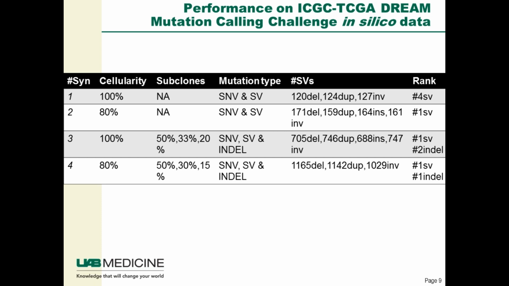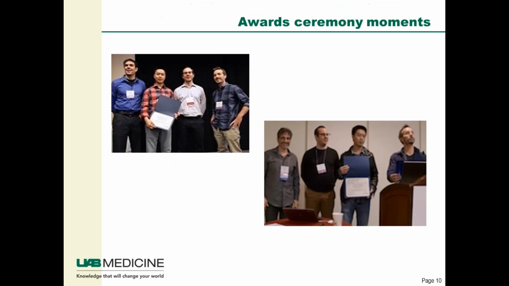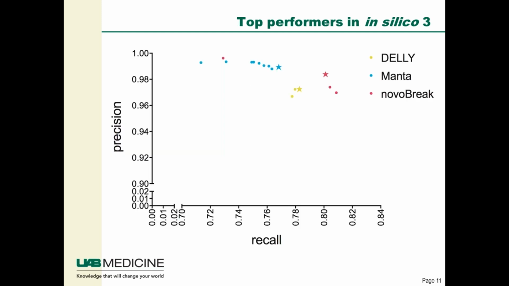Since the third synthetic data set, indels were introduced. NovelBreak can be applied to discover somatic indels as well. We participated in the indel sub-challenge, and NovelBreak ranked 2nd place. We tuned the parameters and tried to improve. In the 4th sub-challenge, NovelBreak ranked 1st place for indel discovery as well. These are some pictures from when I attended the annual DREAM Challenge meetings.